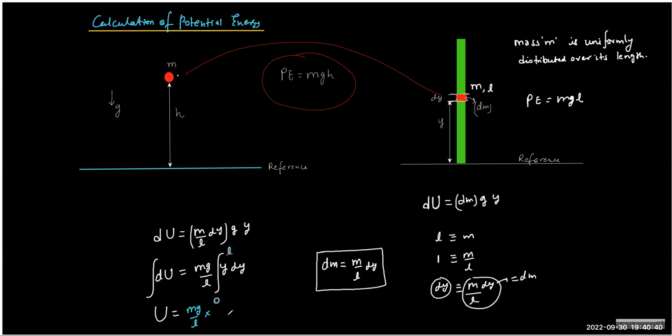So what is the integration of y dy? Y square by 2. And if you put in the limits, what will we get? L square by 2. Very good, excellent. So one L will cancel out, and you see the answer is mgL by 2. It is not mgL, correct? That is wrong. Now we have realized this. This is not the right answer. What is the right answer? The right answer is mgL by 2, isn't it? Do you guys realize this part? Yes or no? Yes.